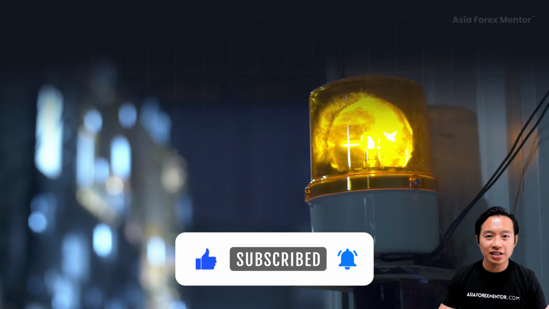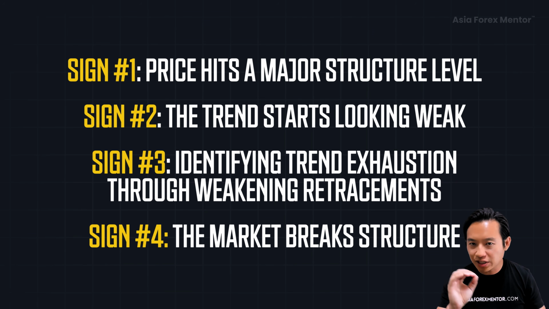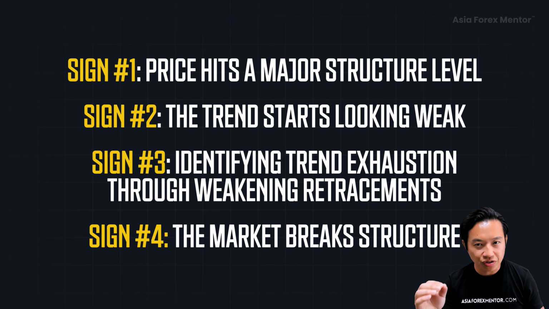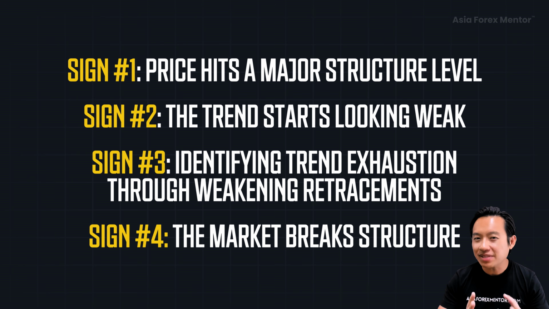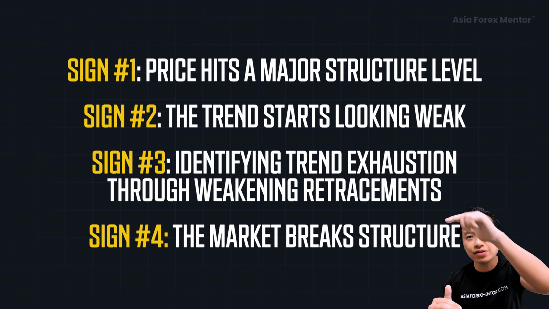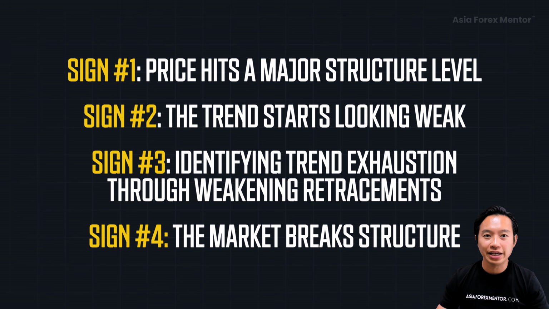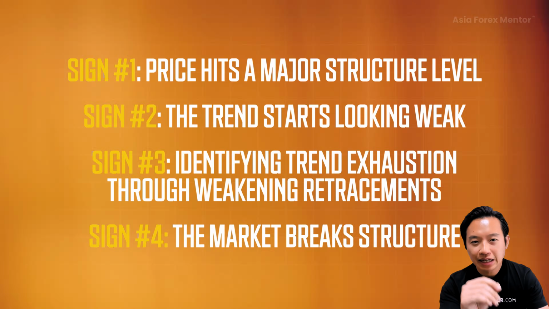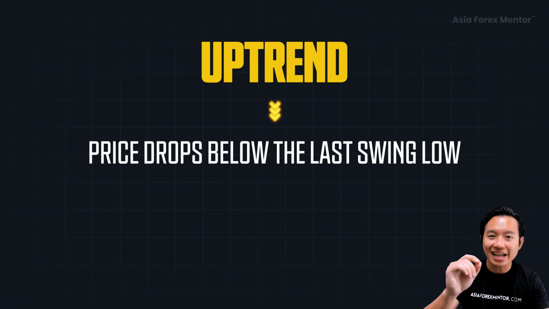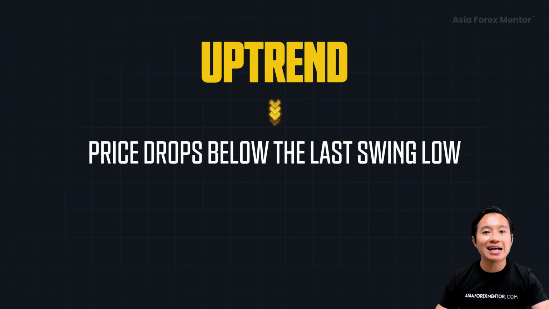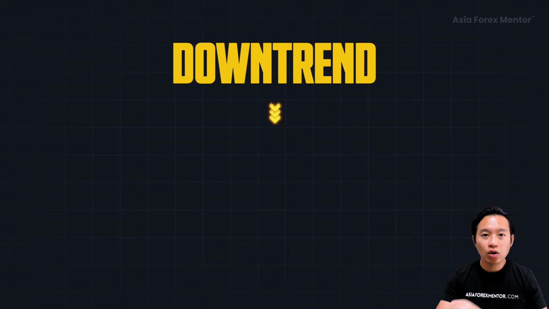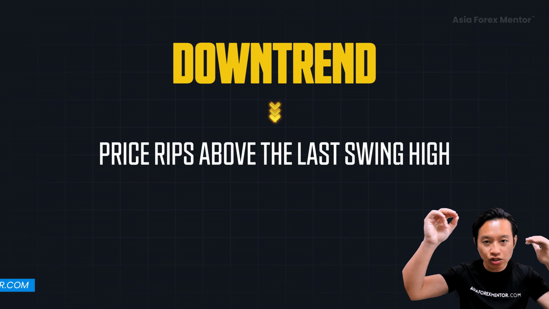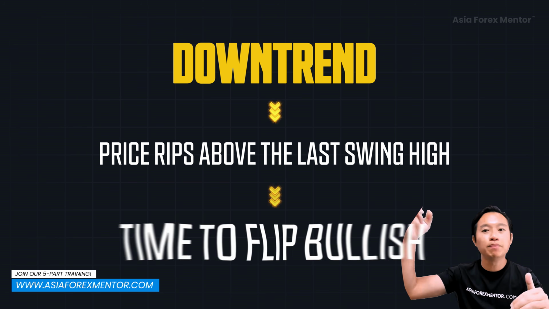So I want you to consider these 4 things to identify potential trend reversals and trend changes. A lot of times these 4 factors come together, and when that happens, the odds of reversal are so much higher. Let me give you an example. In an uptrend, price suddenly drops below the last swing low. That means game over. In a downtrend, when price rips above the last swing high, that's the time to flip to be bullish.